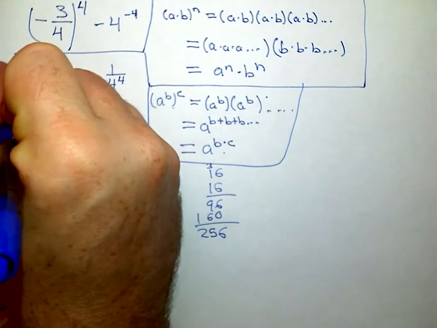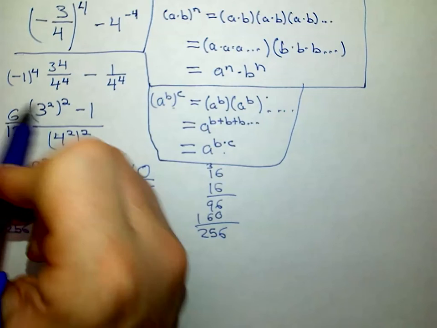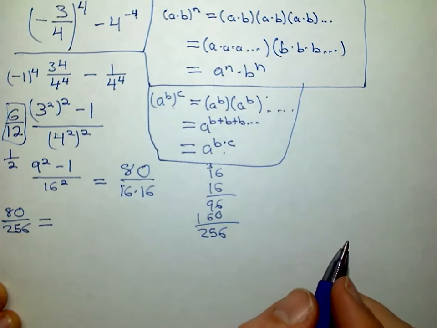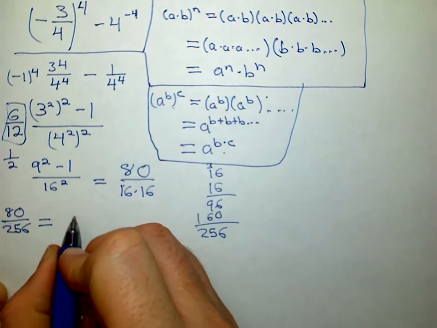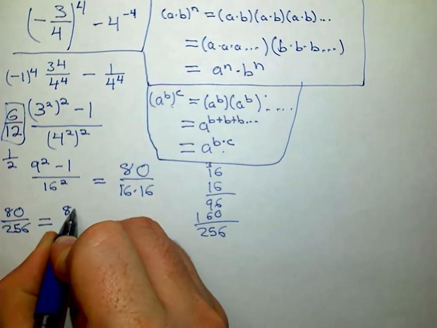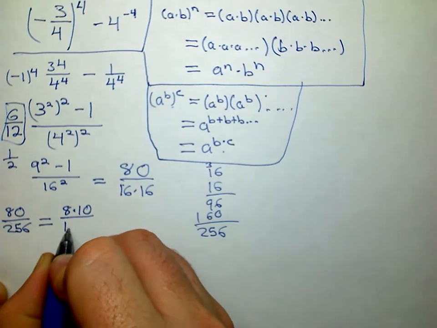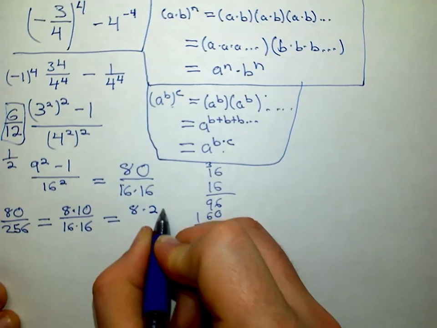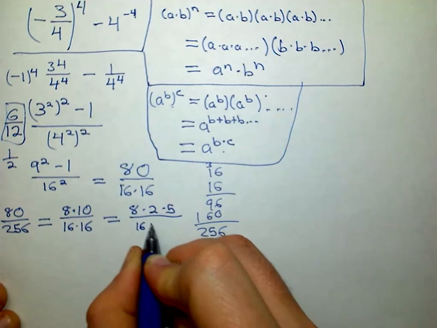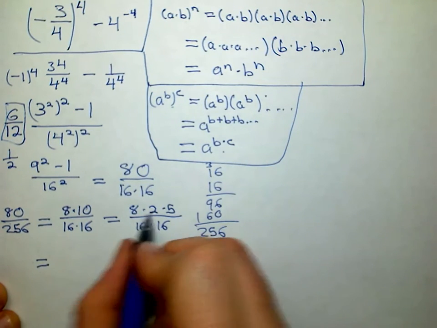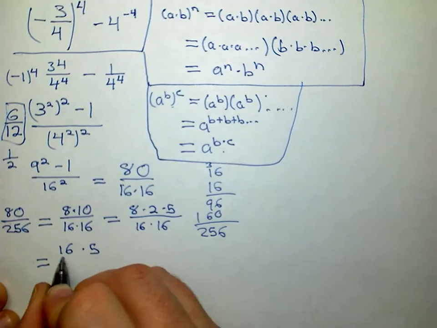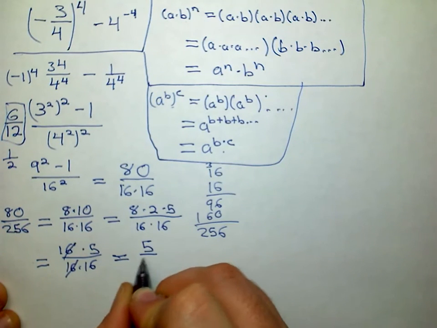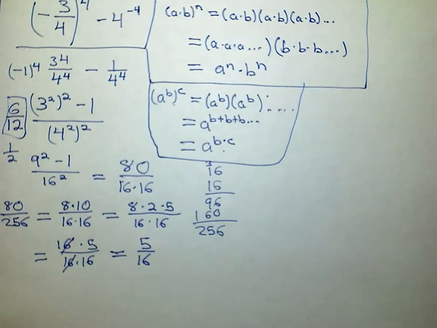If I wrote down like 6 over 12, well, that's 6 things out of 12 things, but wouldn't it make more sense to write 1/2? Well, let's do the same thing. So we have 80 is the same thing as 8 times 10. 256 is 16 times 16. 10, though, is the same thing as 2 times 5. And 8 times 2 is 16. Cancel, cancel. And we're left with 5/16, which is our answer. And so there you go.